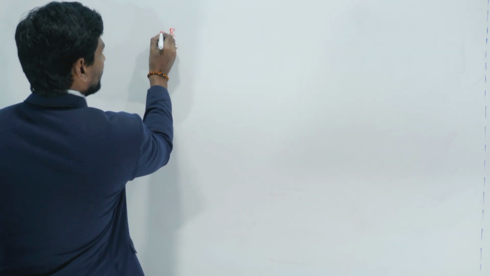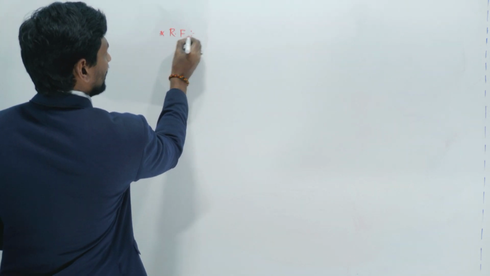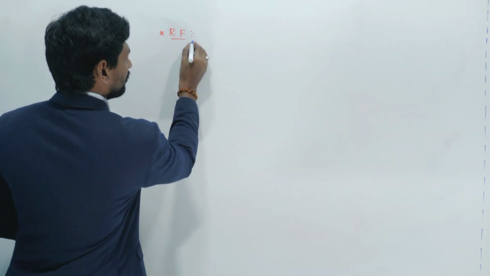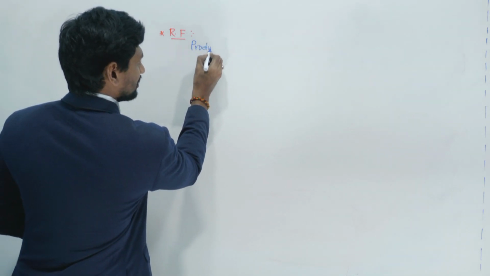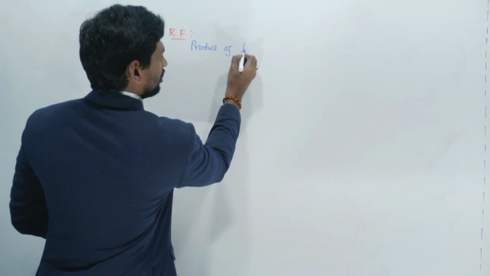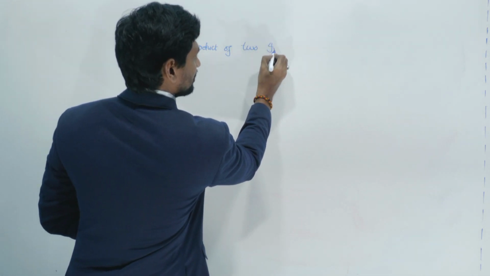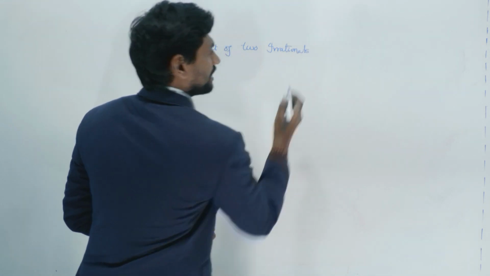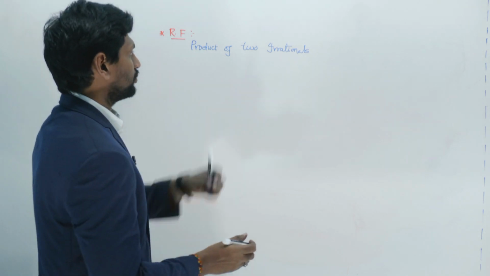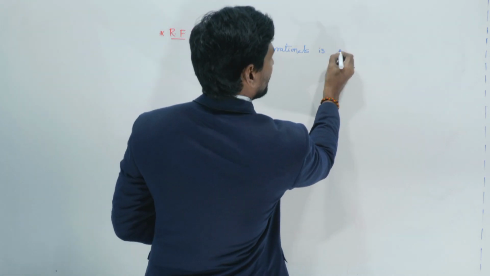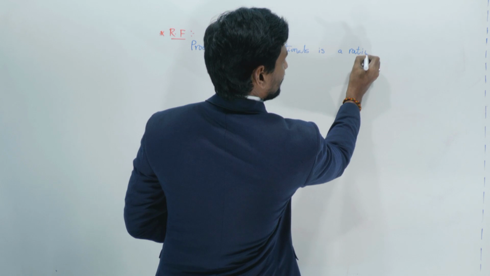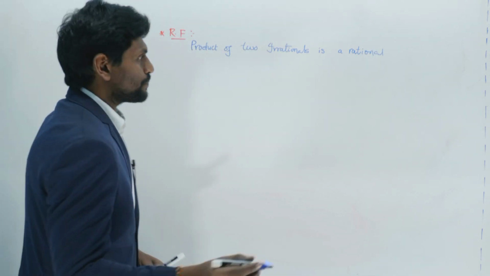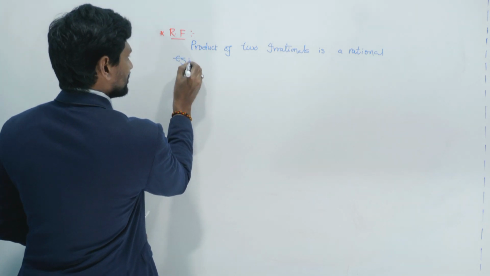In shortcut, I can write this as RF, that is nothing but rationalizing factor. So here I told you, the product of two irrationals becomes a rational number. If the product of two irrational numbers is rational, then each of the irrational numbers is called the rationalizing factor of the other. Let us see one example for this.